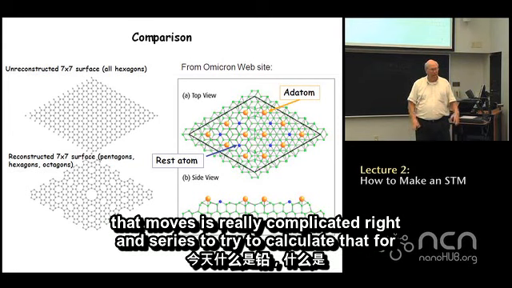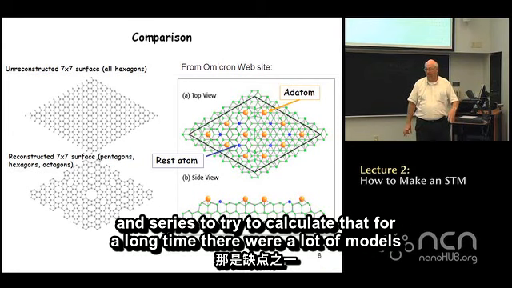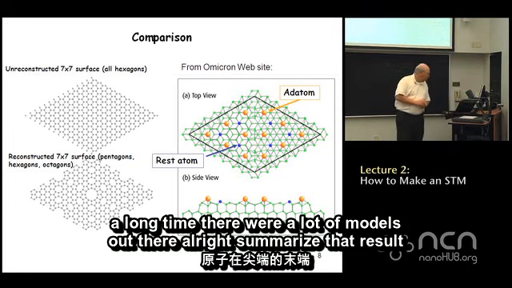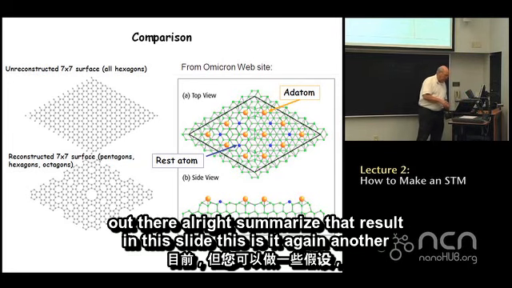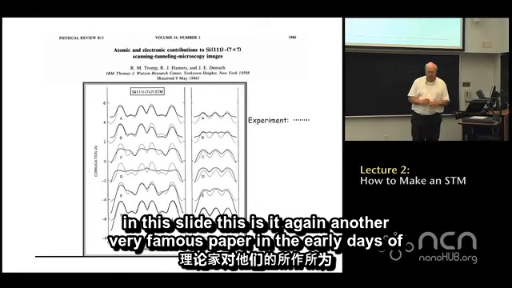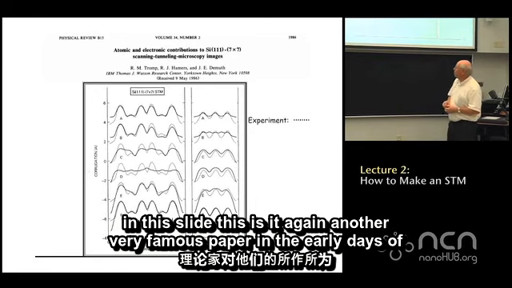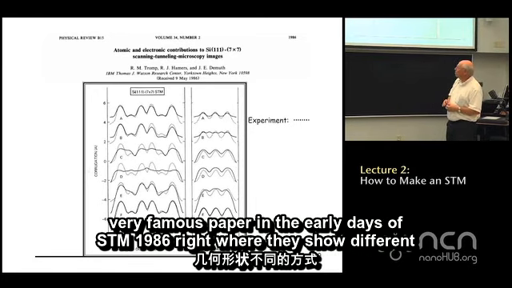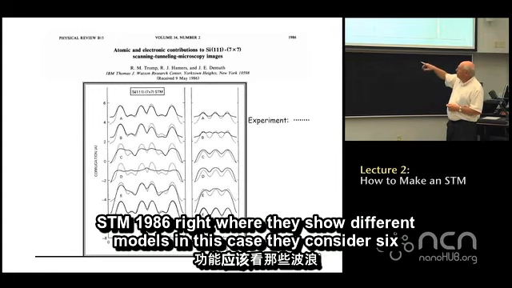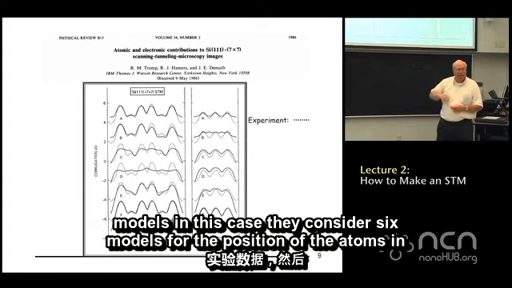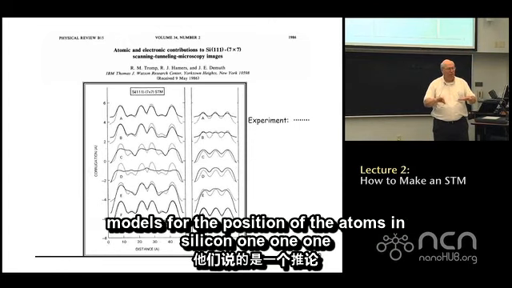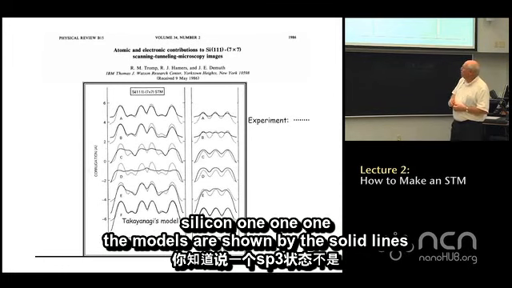And theorists had tried to calculate that for a long time. There were a lot of models out there, right? I summarize that result in this slide. This is, again, another very famous paper in the early days of STM, 1986, right, where they show different models. In this case, they consider 6 models for the position of the atoms in silicon-111. The models are shown by the solid lines, right?